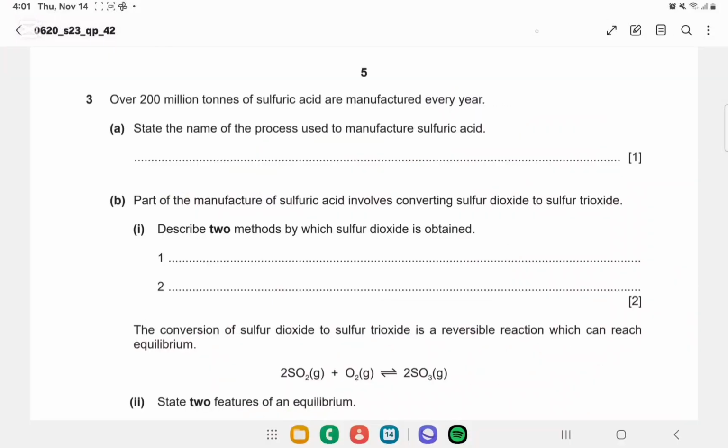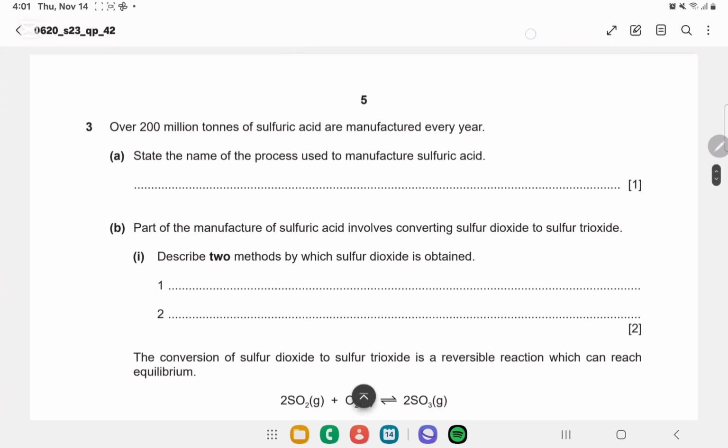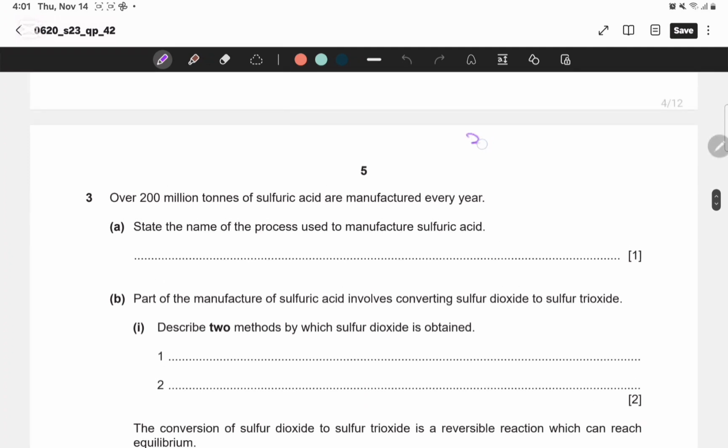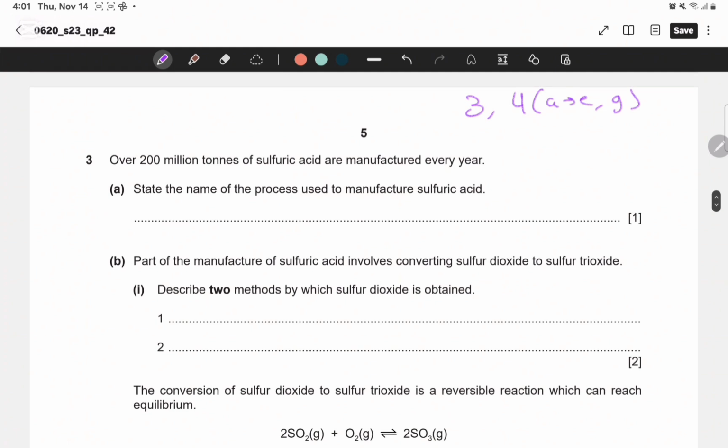Let me open the next. Okay, so this is the next paper. And if you want to follow up with me, this is what you need to search. Okay, so for this paper, we need question number 3 and 4 from A to E and G. Okay, so question number 3.